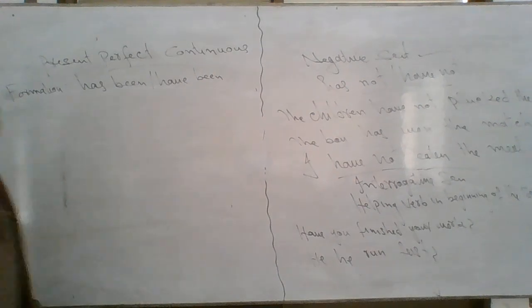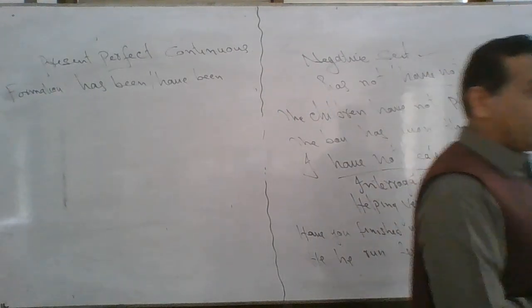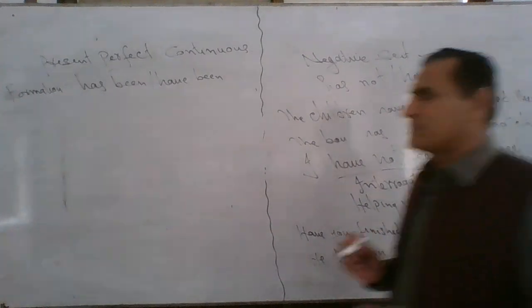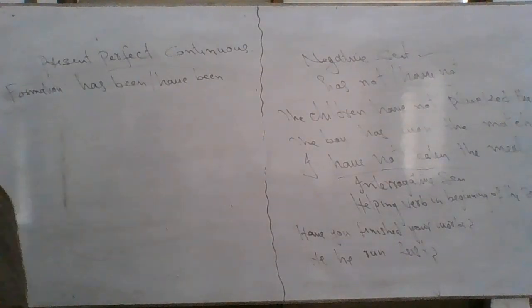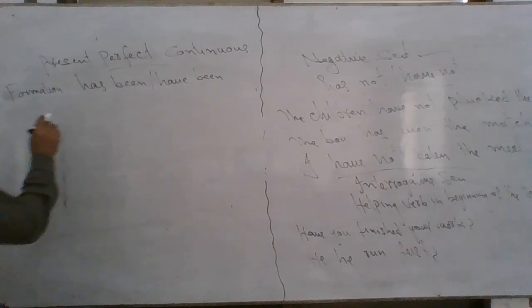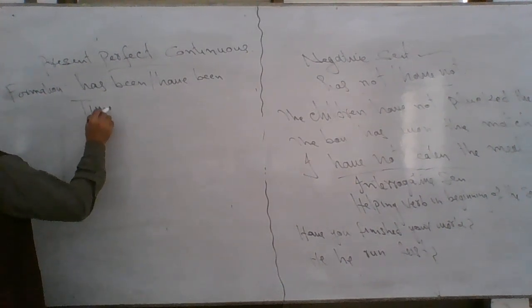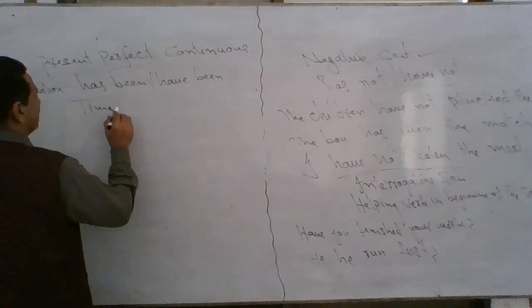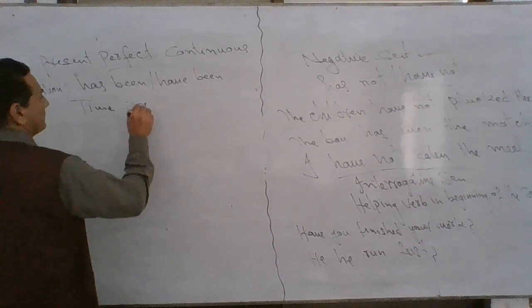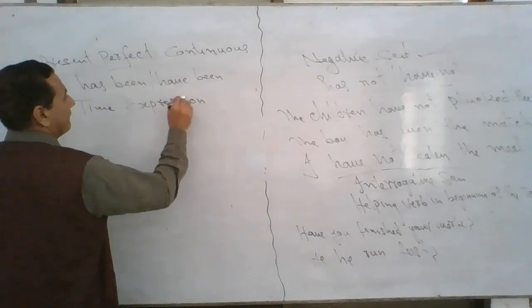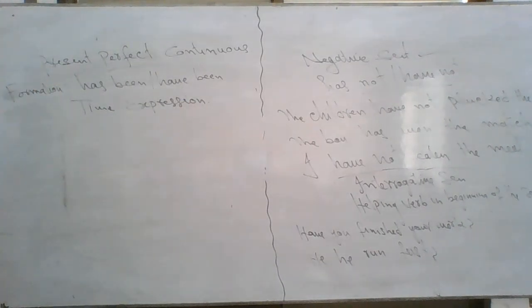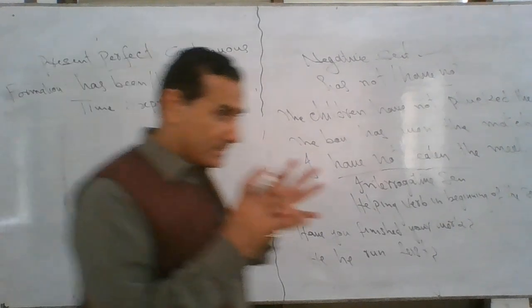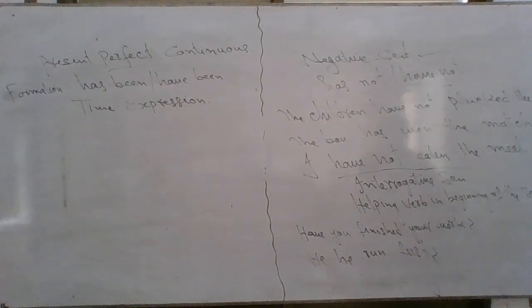Clear? But there is another thing: the time expression. Time expression is a bit confusing and a bit tricky. But if you give attention to me, then it will become clearer to you. Time expression is there, and the point of a time is known to us. The exact and specific time is known to us.